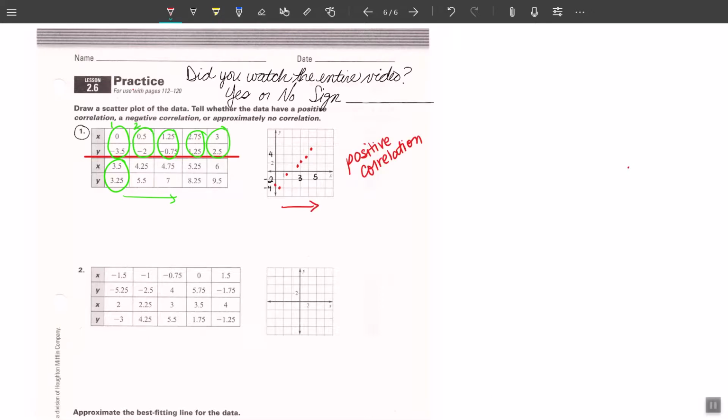If you do a problem and the points in general take a negative trend, so left to right, they go down, then you would say that was negative correlation. Same idea as negative slope. And no correlation just means they're sort of all over the place. There's not really any specific direction that they're going altogether. They're kind of just all over the graph with no correlation seen at all.